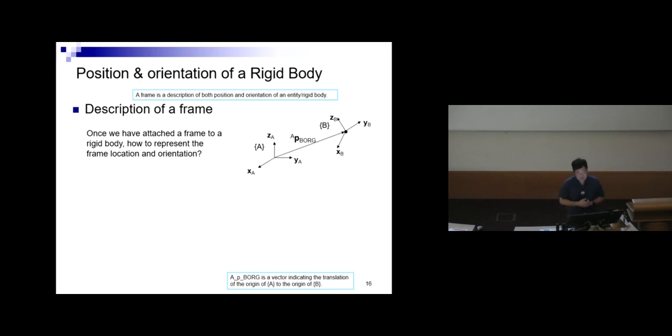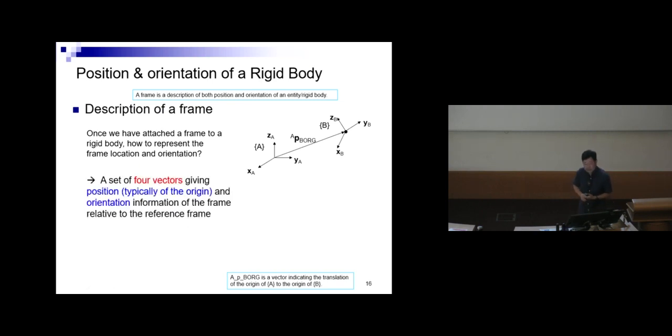And then once we have attached a frame to the object, the frame is a description of both position and orientation of an entity or rigid body. How do we actually represent the frame location and orientation?